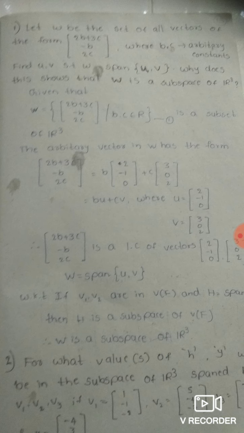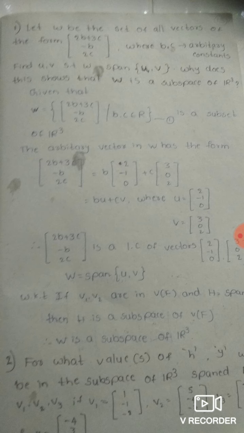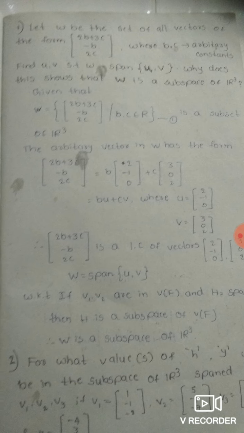By the definition of linear span, the set of all linear combinations of vectors is called the linear span of the vectors. In this case, W equals (2b + 3c, -b, 2c) is a linear combination of vectors u and v, that is (2, -1, 0) and (3, 0, 2). Therefore W equals the span of u, v. We know the theorem: if v1, v2 are in V(F) and H equals the span of v1, v2, then H is a subspace of V(F). In this problem, W is a subspace of R cube.